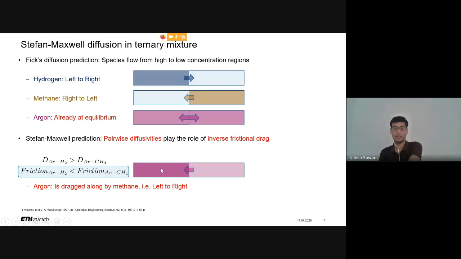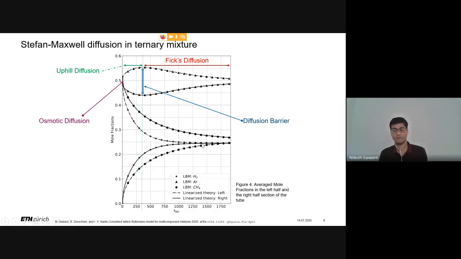This is the result from our code, and we have validated it with the linearized theory and also with the experiments, but the experiment is not plotted here. So what we can see is whatever I described in the beginning of the presentation. The solid dotted triangles represent the concentration of argon with respect to time. The upper segment is the left side, the lower segment is the right side. At t equal to zero, argon is already at equilibrium composition, but it still starts to undergo diffusion. That is the point I was talking about, which is called osmotic diffusion.